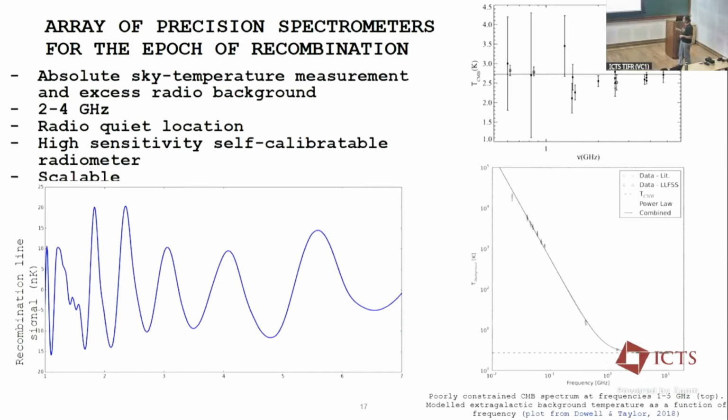Eventually, we want to scale this one prototype element into about 100 such elements and then get to the sensitivity level of nanokelvin by observing the sky for at least one year.